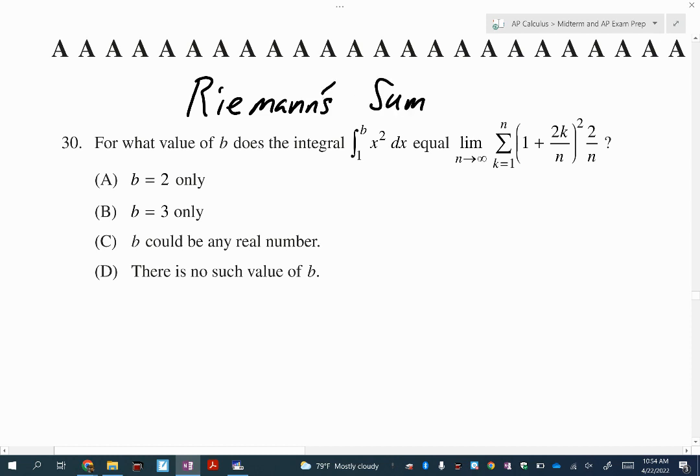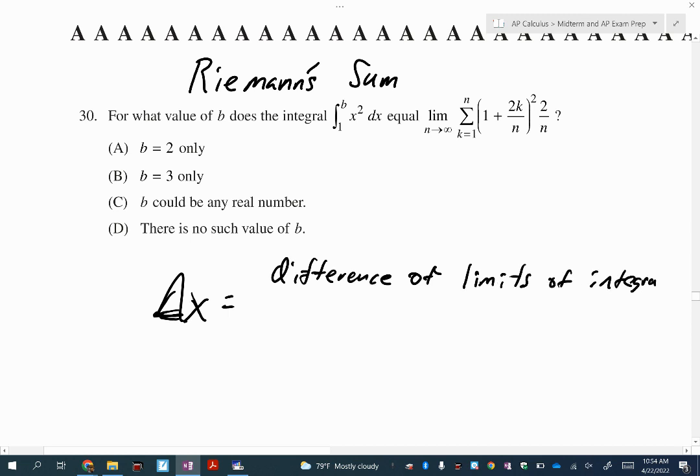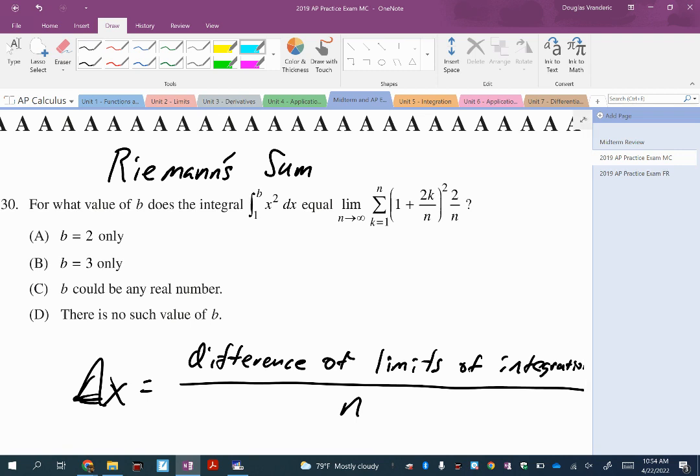Gosh, it's been a while. I taught you guys that to find the change in x, the delta x that we use for the width of each of the bars, you take the difference of your limits of integration over how many intervals you want. And for a Riemann sum, I didn't focus on this, so this is on me. I need to do a better job next year.